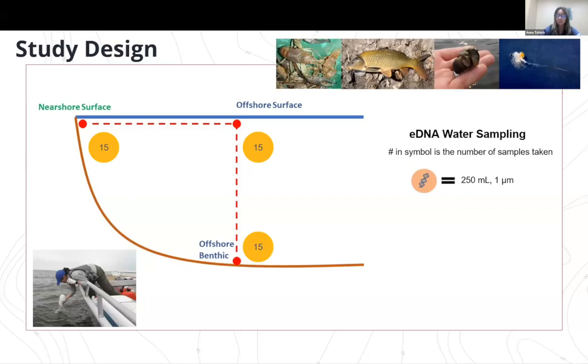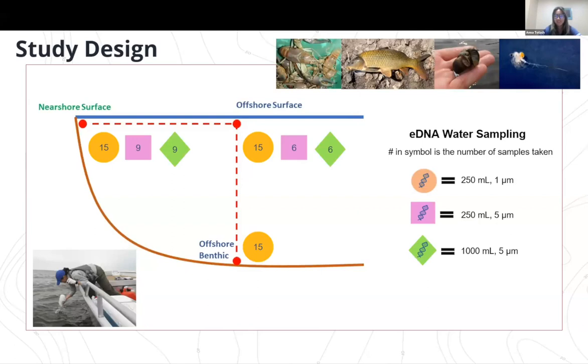Our experimental groups were sampled as paired test groups, which includes taking a 250 milliliter water sample filtered through a 5 micrometer pore size filter, and taking a 1,000 milliliter water sample filtered through a 5 micrometer pore size filter. 9 samples from each of these groups will be sampled at nearshore surface locations, and 6 samples of these groups will be sampled at offshore surface locations.